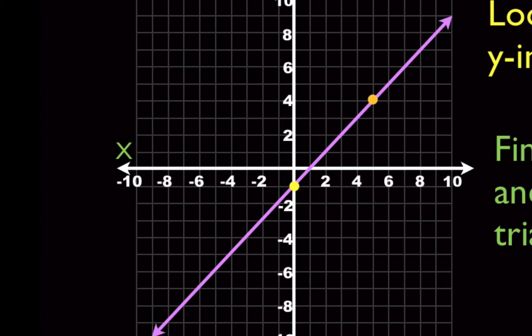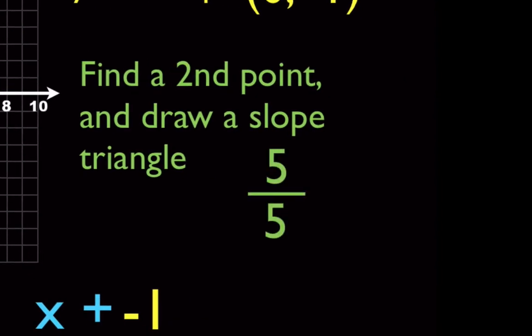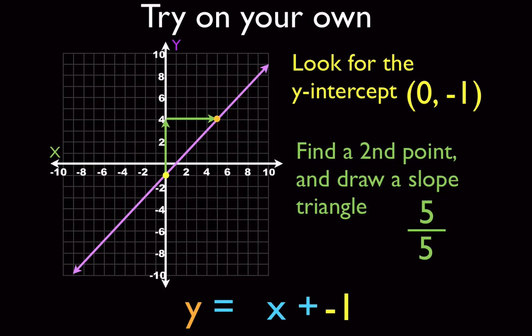So now when I make my slope triangle, I'm going to go up a total of 5 and over a total of 5 again. So really what I have is 5 over 5. I'm going to decide if it's positive or negative. In this case, positive. And I'm going to go ahead and simplify that and put it into my equation. 5 over 5 simplifies to 1 over 1. So my answer is 1x plus a negative 1, or 1x minus 1.